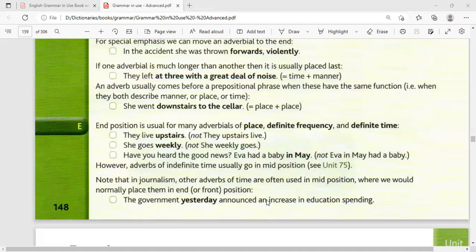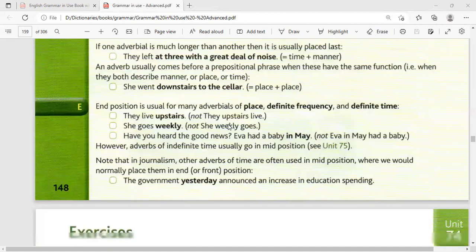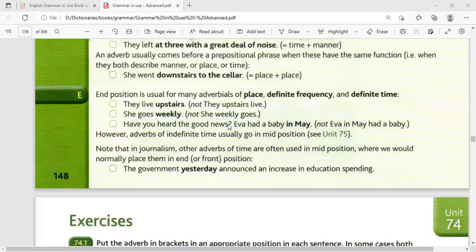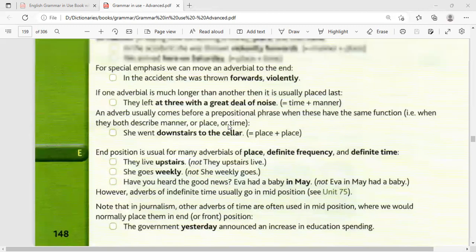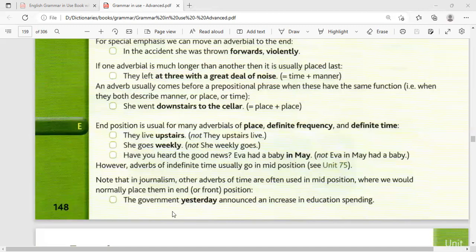And sometimes in journalism, we can use an adverb of time in mid position. Like here in this case, but we don't use it in all cases. Just in journalism, we can use it after the subject, like what you see, and it's strange, okay?